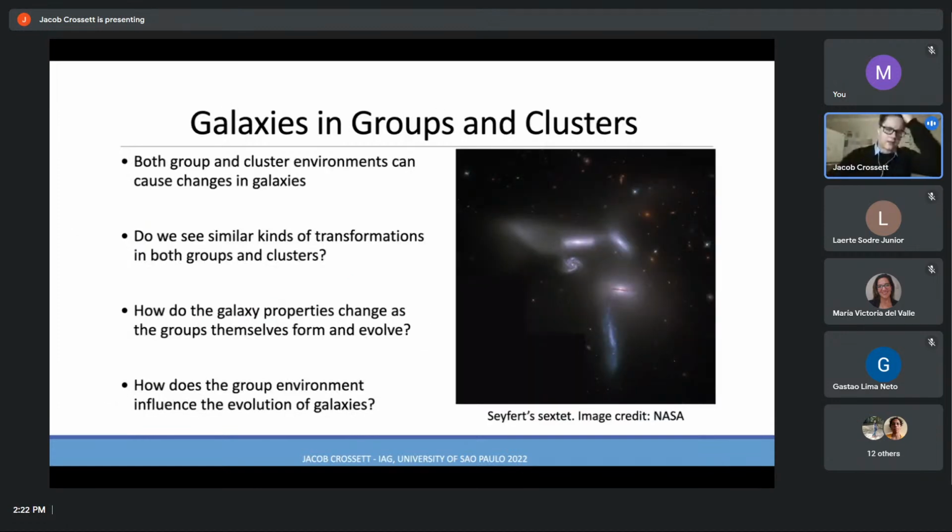So we've seen already that both groups and clusters can cause these transformations and changes in galaxies. But there are still several open questions about how this all works and what takes place where. Now, I've cherry-picked a few questions that I think are very interesting, such as: do we see similar kinds of transformations in both groups and clusters? And how do the galaxies change if the groups themselves have changed properties and have formed more or evolved more? And these are some of the questions I'm hopefully going to speak about in my talk.